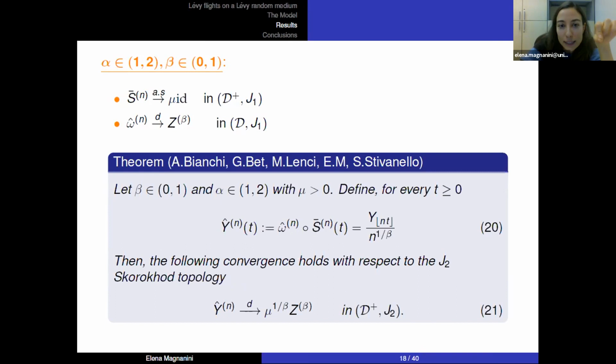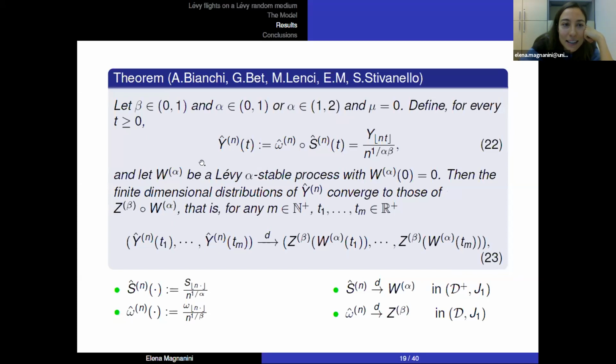And finally, last case, when beta is between 0 and 1 and alpha is between 0 and 1, we don't have finite expectation for zeta or for xi. And so we have that both the external sequence of processes converges in distribution to a beta stable process, and the internal sequence of processes converges in distribution to an alpha stable process in J1. Again, we can consider the composition, and in this case, Y scales with n to 1 over alpha times beta.